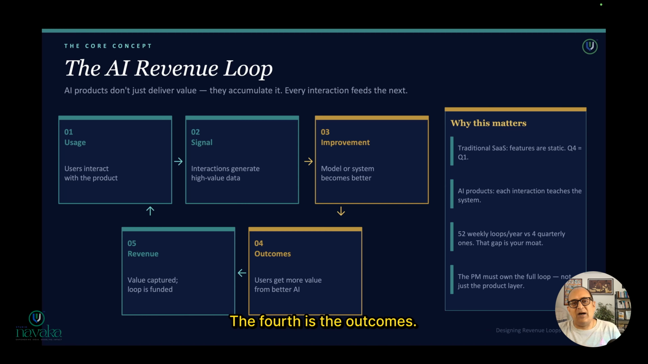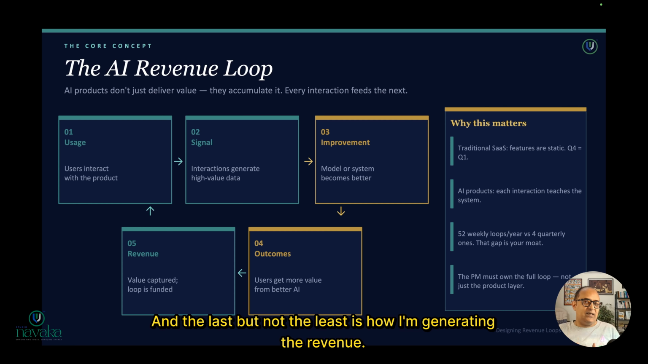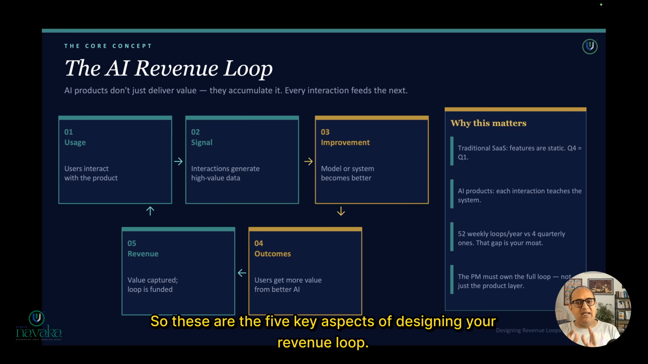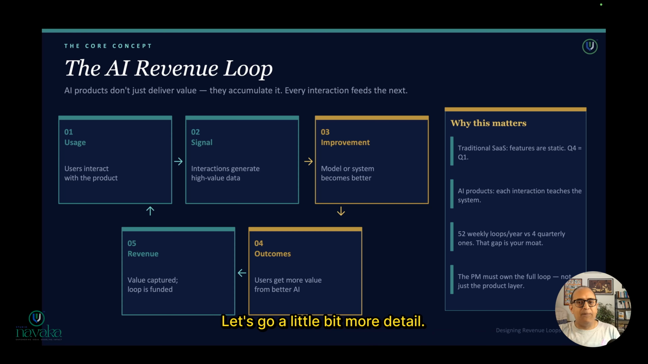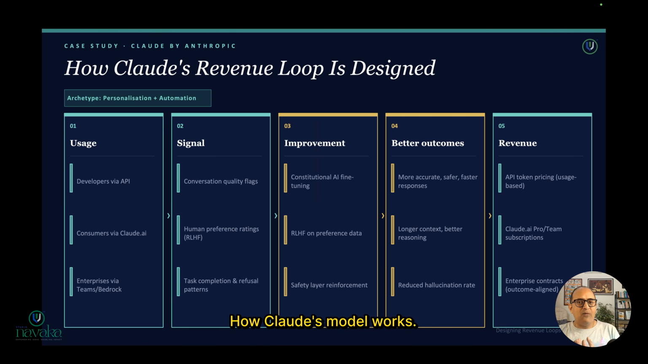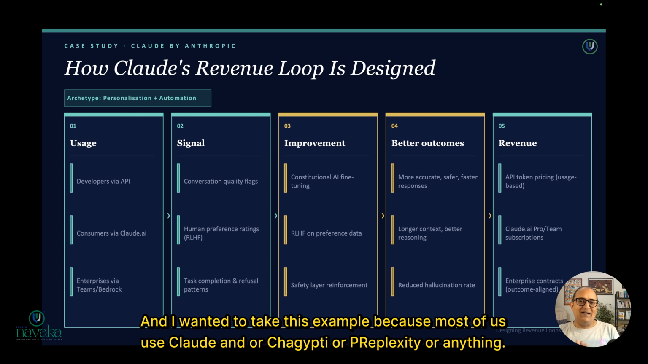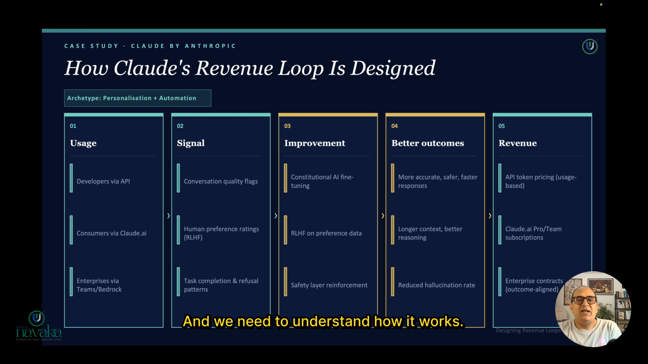The fourth is the outcomes. What is the system telling me and what am I showing to the end user? All right. And the last but not the least is how I'm generating the revenue. So these are the five key aspects of designing your revenue loop. Let's go into a little bit more detail on how Claude's model works. I wanted to take this example because most of us use Claude or ChatGPT or Perplexity or anything, and we need to understand how it works.